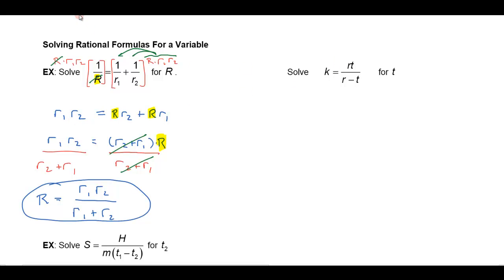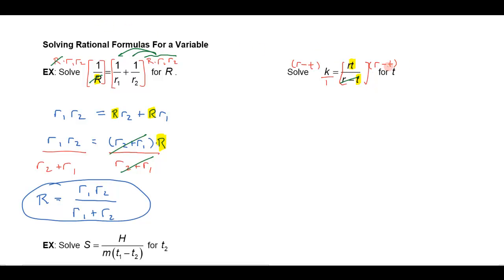So let's go ahead and do another example. In this case, I'm solving for t, and I've got a t here and a t here. Well, again, if you ever have an equation with fractions, the very first step is to get rid of the fraction. So in this case, I'm going to think of this k as k over 1, and then this is really just a proportion. K is to 1 as rt is to r minus t. So I could just cross multiply, and that would be the same thing as multiplying both sides by just r minus t. Either way that you want to think about that, you get the same thing.